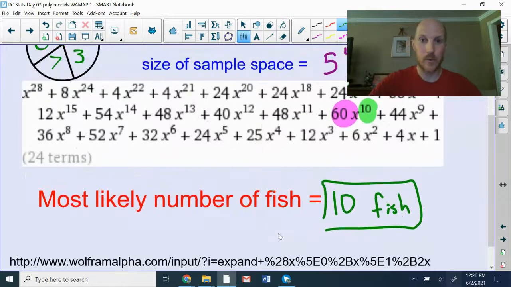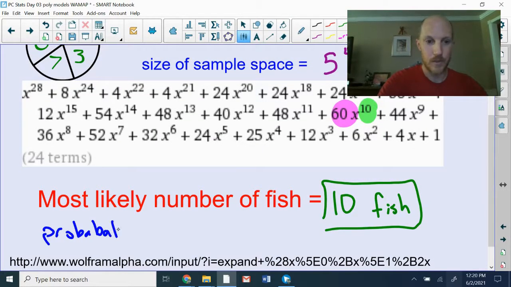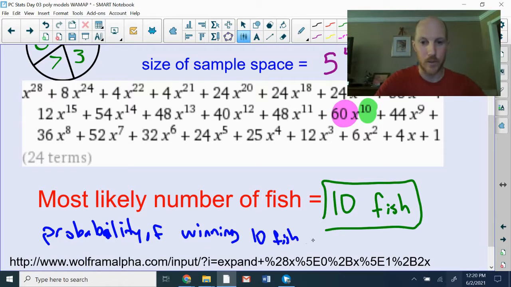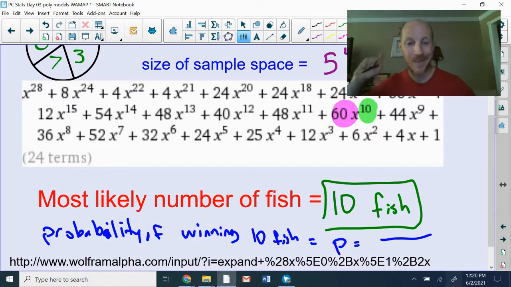Next, if I asked you what is the probability of winning 10 fish, now that we've established that is the most likely outcome, to find probability, I'm going to use not the 10 fish, but the frequency. So we're going to pay attention to wording. If the question says, what's the most likely outcome, we're going to look for the exponent. We find the biggest coefficient, but the number of fish would be the exponent.